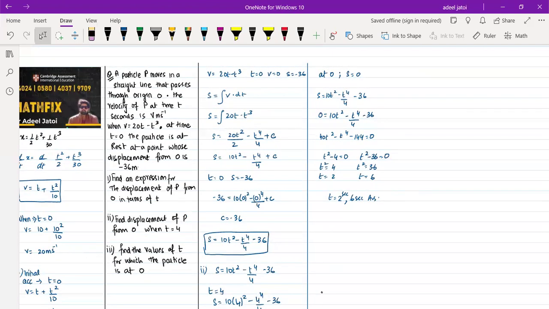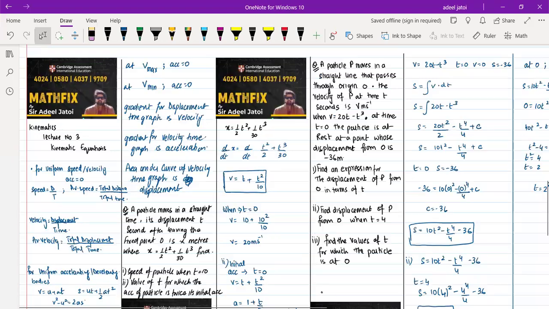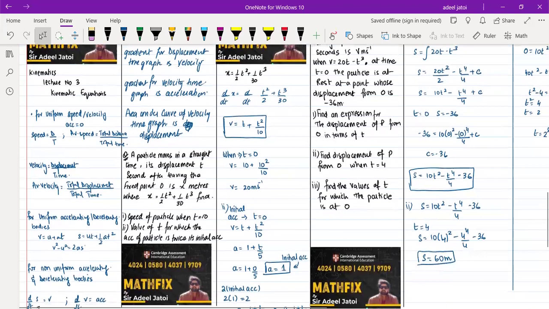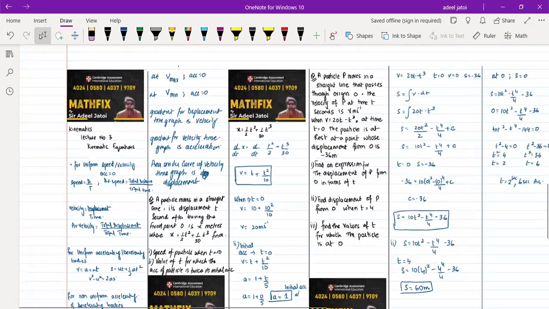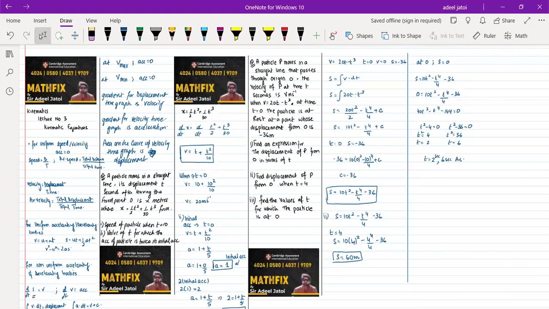So this was about it from the kinematic equation lecture with two particular examples. Obviously, more of this will be cleared when we'll be doing the questions.